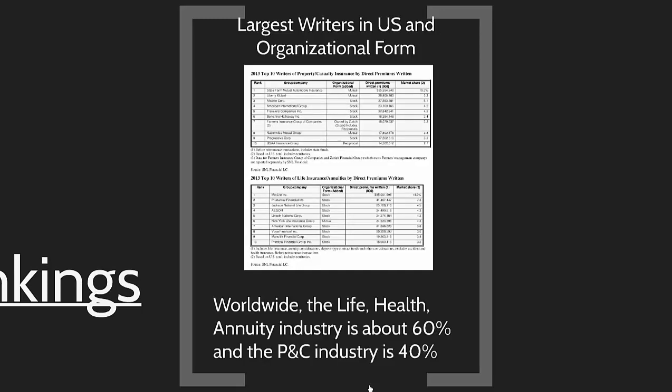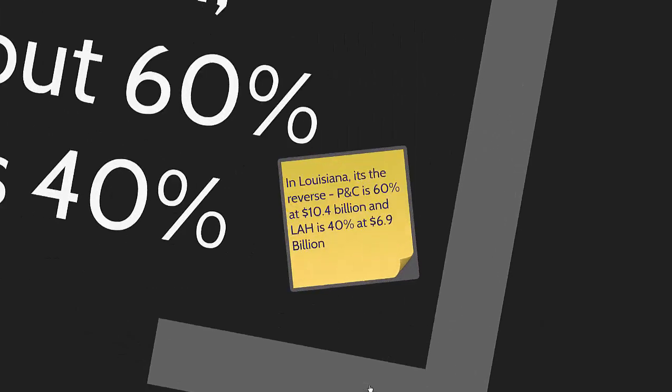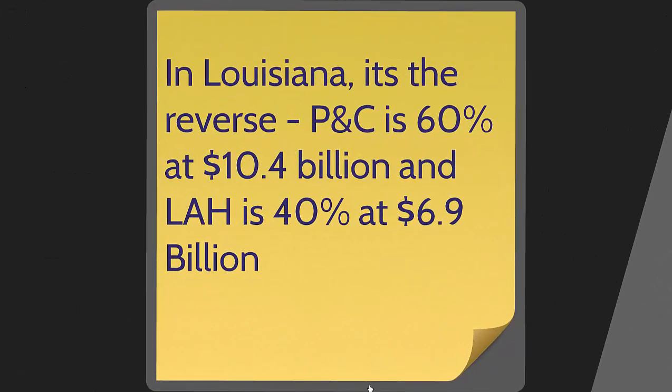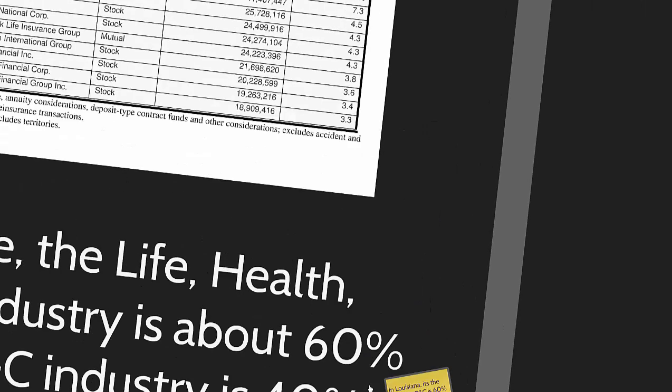First of all, note that worldwide the life, health, and annuity industry is about 60% and the P&C industry is about 40%. In Louisiana, it's actually the reverse, by the way. Property and liability, or property and casualty, is 60% at $10.4 billion, and life, accident, and health is about 40% at $6.9 billion. The industry as a whole, by the way, is about $1 trillion worldwide.